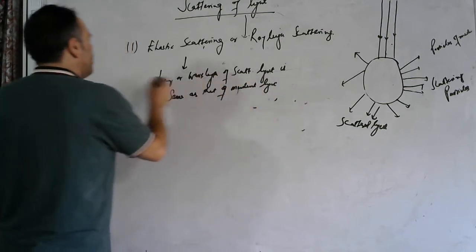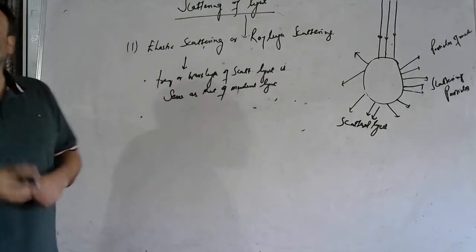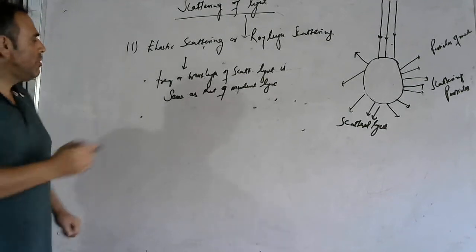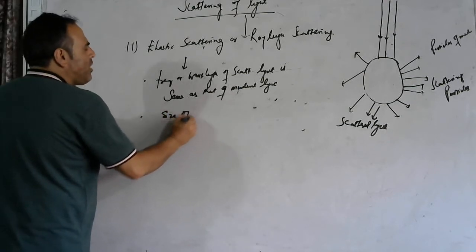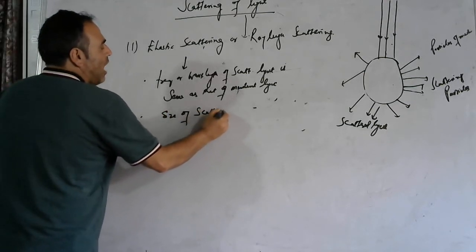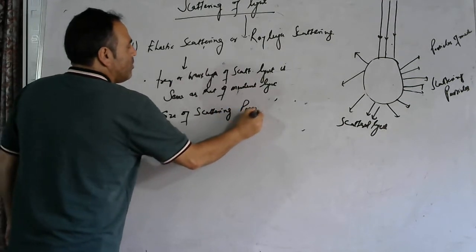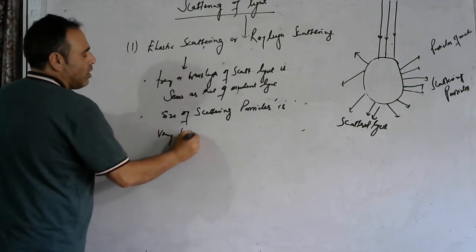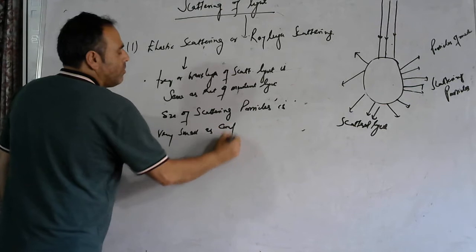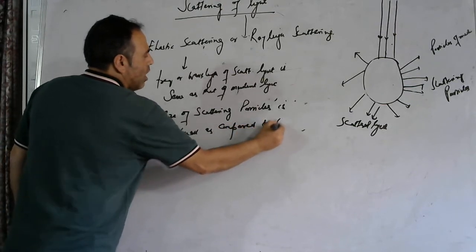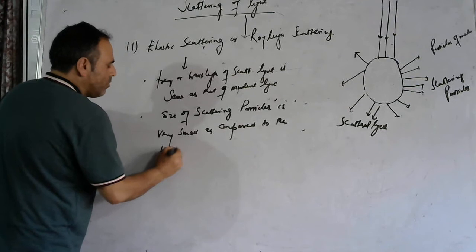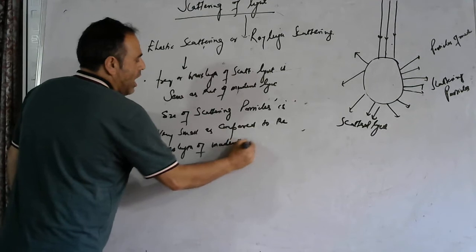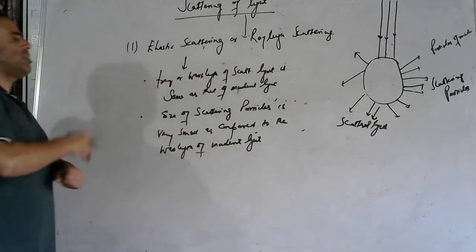Now, ये कब होगा? It occurs when the size of scattering particles is very small as compared to the wavelength of incident light. Is very small as compared to the wavelength of incident light.